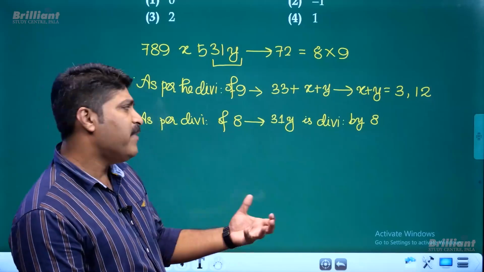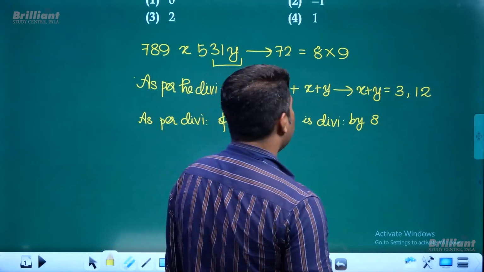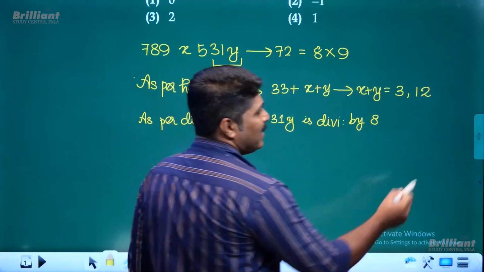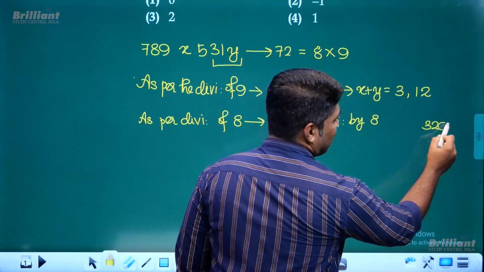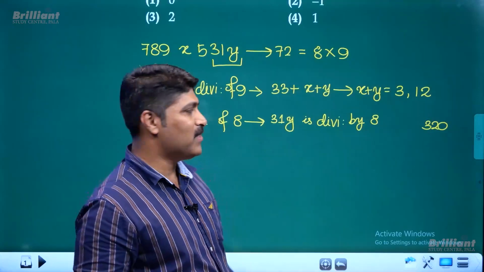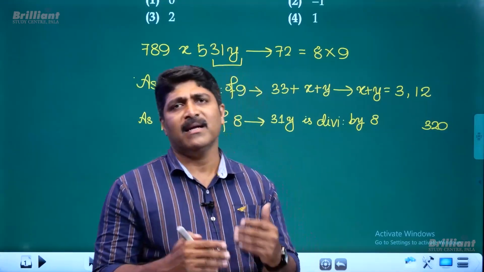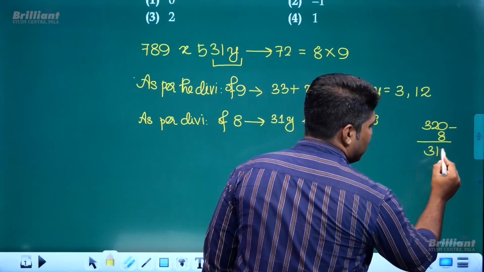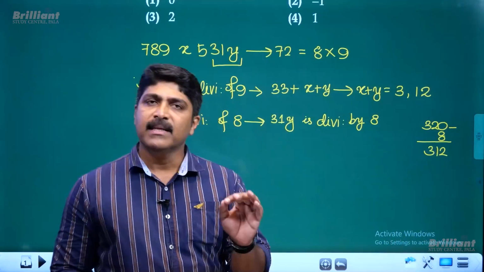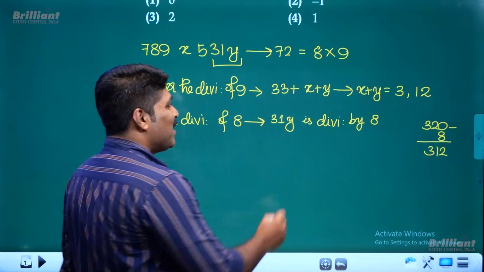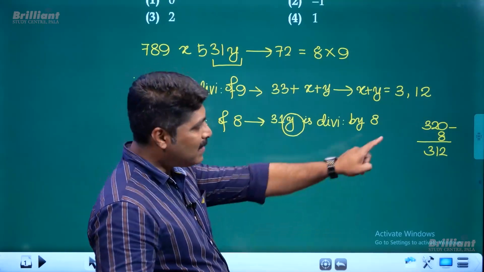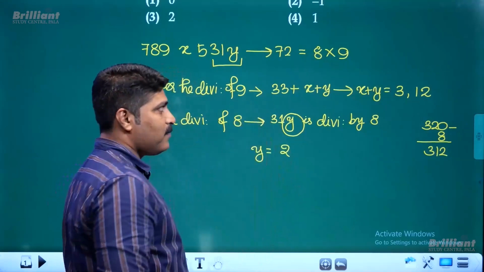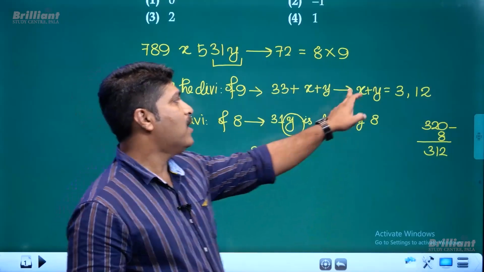For that purpose, immediately we can reach a value nearest to 310 that is a multiple of 8. We know that 320 is a multiple of 8, easily, because 8 into 4 is 32, and put 0 there, 320. Just subtract 8 from there, and you get 312. Definitely 312 is a multiple of 8. So we got the idea of the value of y: as 312 is a multiple of 8, y equals 2. Then think about these two possibilities.